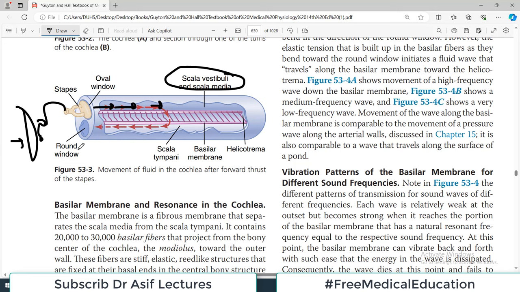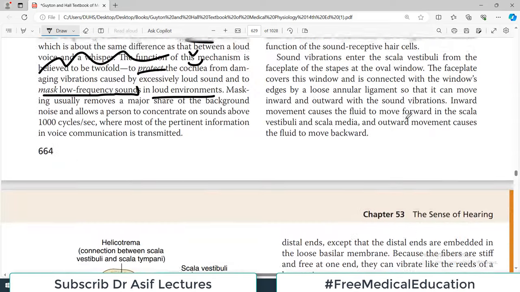Now depending upon how strong the movement is, whether it is low frequency or high frequency, for example, low frequency sounds reach way up there. High frequency sounds terminate quickly. And then the liquid present here starts oscillating, and then the basilar membrane and the sensory organs of Corti take up the message, and this is how it works.